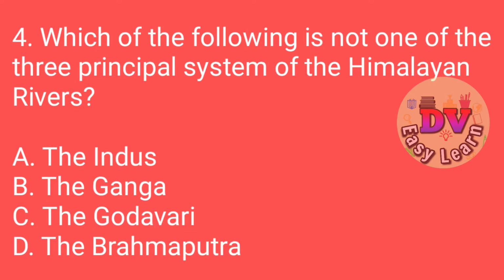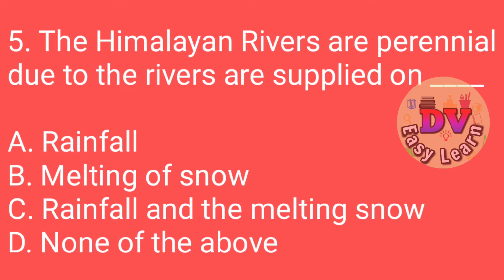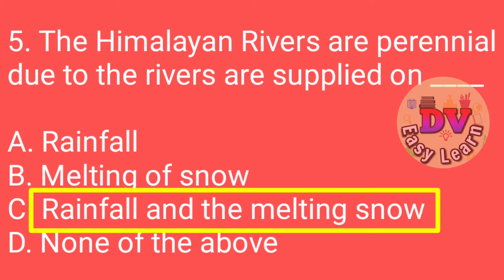Question number 4. Which of the following is not one of the three principal systems of the Himalayan rivers? Correct answer: the Godavari. Question number 5. The Himalayan rivers are perennial due to the rivers are supplied on. Correct answer: rainfall and the melting snow.